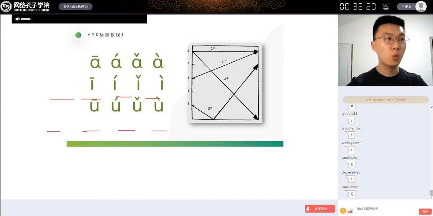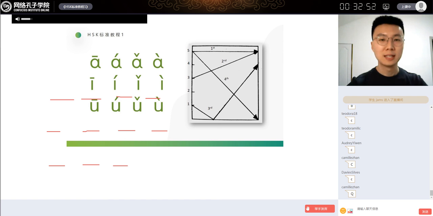Let's try U. First one, first tone. 一声, 一声, first tone. U, U, U. 二声, second tone. 二声. U, U, U.